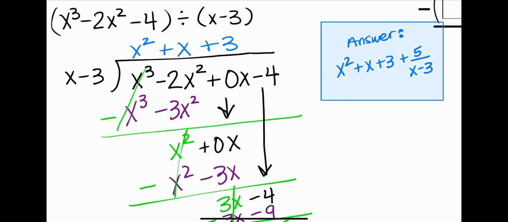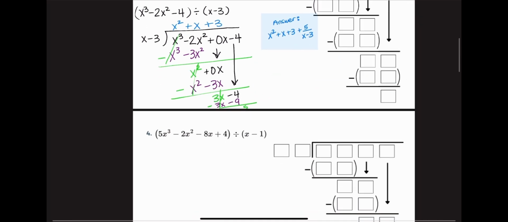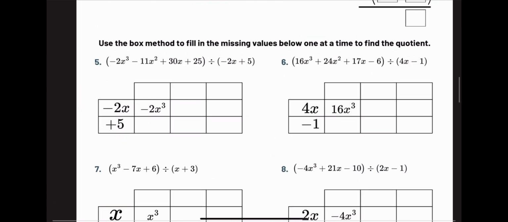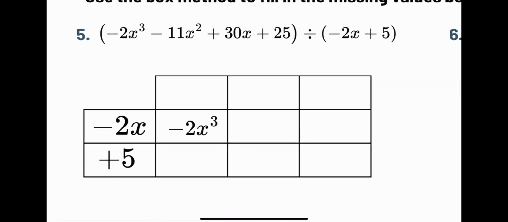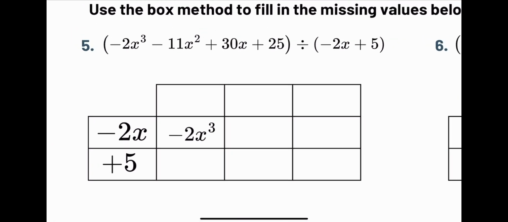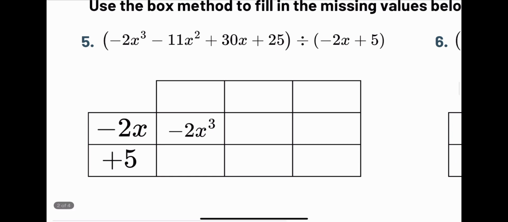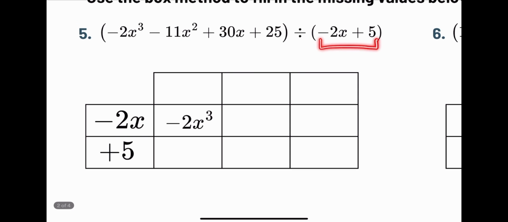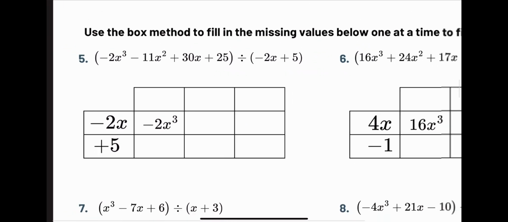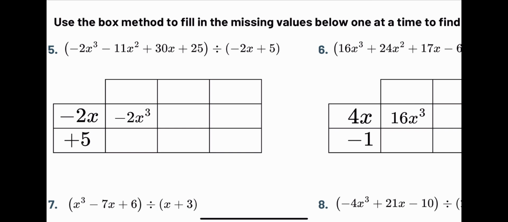Now let's talk about missing values. Problem number 5. We have a problem here, negative 2x to the third power minus 11x squared plus 30x plus 25 divided by negative 2x plus 5. We are trying to find missing values.